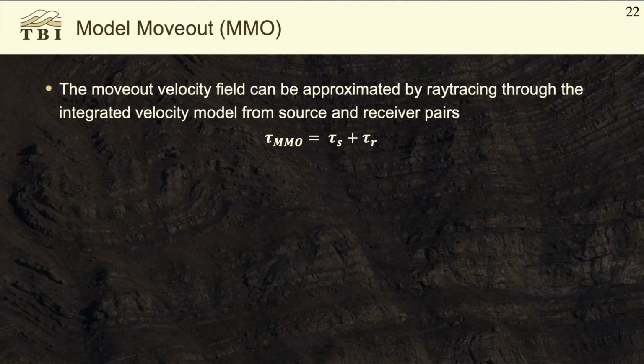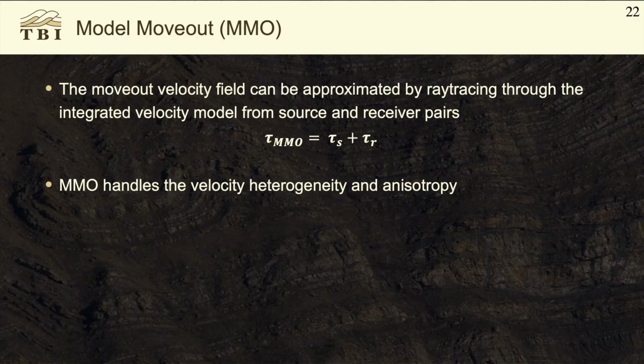Model move-out, or MMO, is the approximation of the move-out velocity field by ray tracing through the integrated velocity model from source and receiver pairs. Here, the MMO travel time is the source plus the receiver travel time. MMO can handle the velocity heterogeneity and anisotropy.